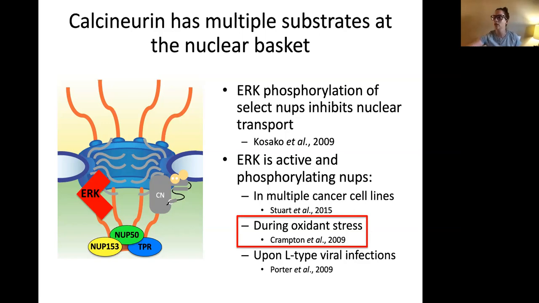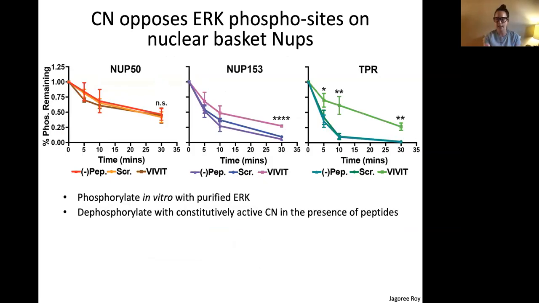So we wanted to test whether calcineurin opposes ERK phosphosites on these nucleoporins, which is exactly what we see. What I'm showing you here are in vitro dephosphorylation assays on nucleoporins that were first phosphorylated with ERK. So what you're looking at is the amount of dephosphorylation over time when you introduce a constitutively active calcineurin. These experiments were really unique in that we also introduced peptides during the dephosphorylation portion of the assay to see whether or not these dephosphorylation events were PxIxIT dependent and therefore more specific.